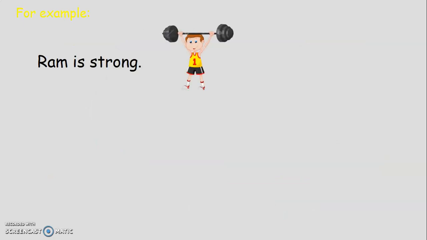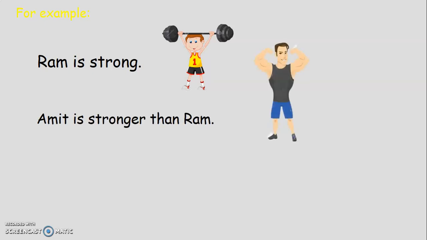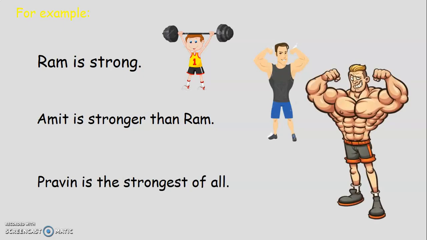Ram is strong. Next, Amit is stronger than Ram. Next, Praveen is the strongest of all. So, in the first sentence, we find strong is an adjective and it doesn't compare anything, but it only describes how Ram is. So, it is a positive degree.